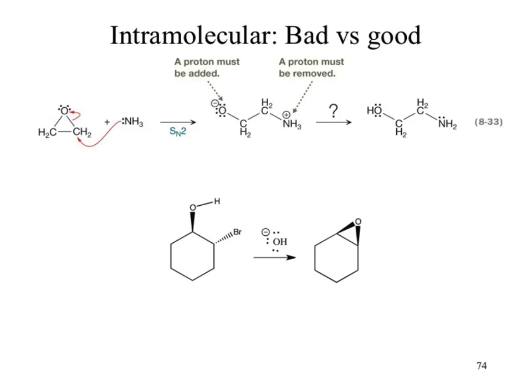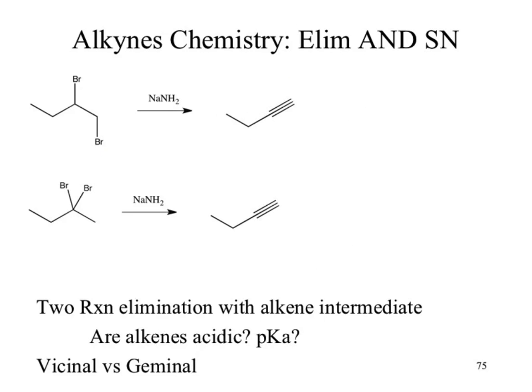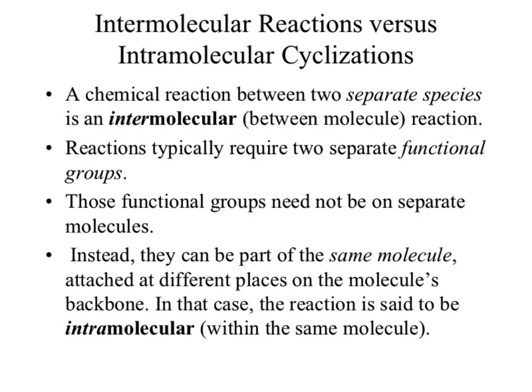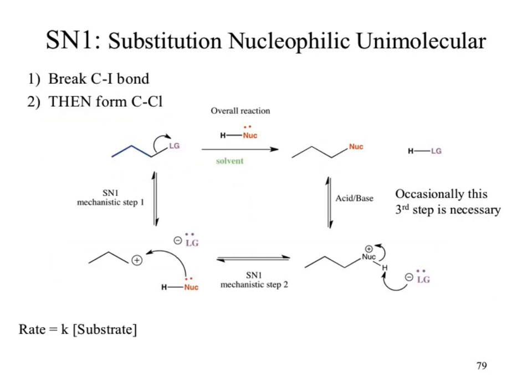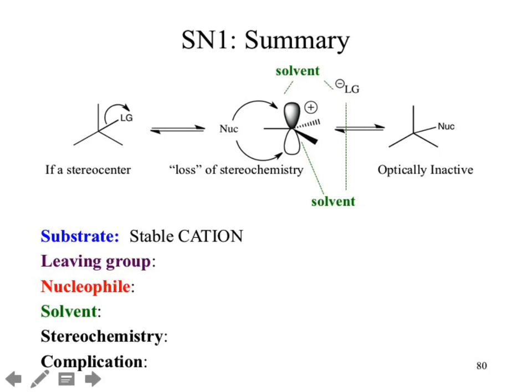With that, the intramolecular, bad versus good, we'll come back to and talk about in Unit 3. We'll look at our alkyne chemistry, primarily our elimination and substitution in Unit 3. Okay, there's more of our intramolecular. Come on, slides, work with me. But here's what I was really trying to get to.